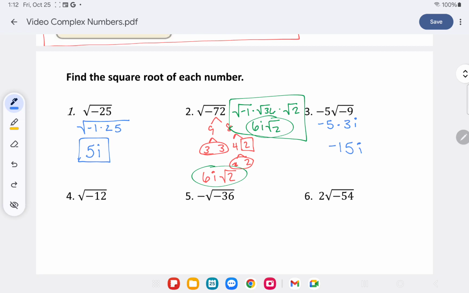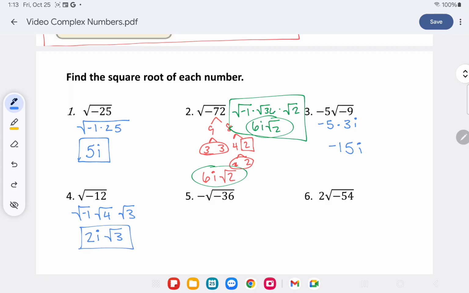You can pause the video and try them on your own. Number 4, the square root of negative 12 can be written as negative 1 times 4 times 3. The square root of 4 is 2. The square root of negative 1 is i. And then we have the square root of 3.